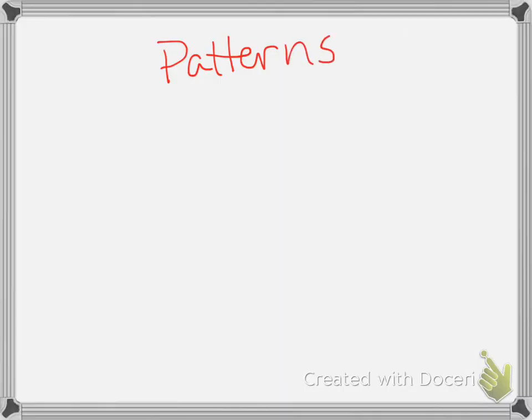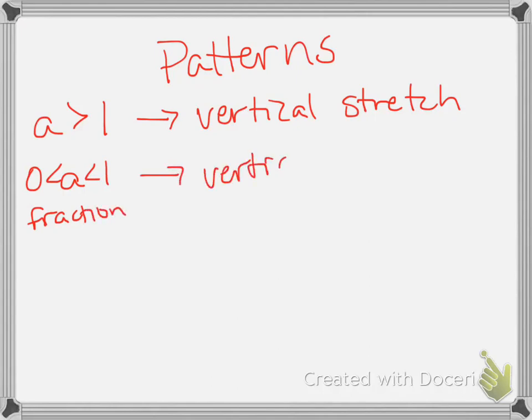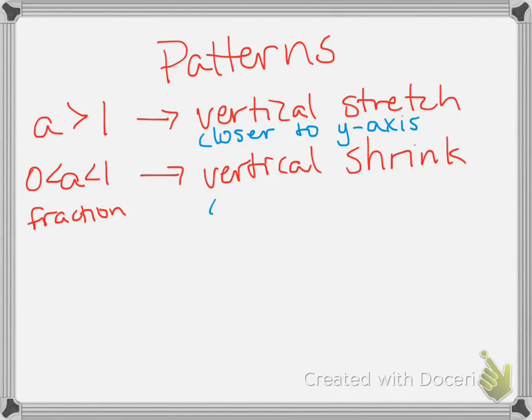Okay, hopefully you started to find these patterns. When A was greater than 1, meaning when it was like 2, we call that a vertical stretch. Okay, when A is in between 0 and 1, so when it was a fraction, like 1/2, we call that a vertical shrink. Another way to think about it is for a vertical stretch, the function gets closer to the y-axis. For a vertical shrink, it gets closer to the x-axis.